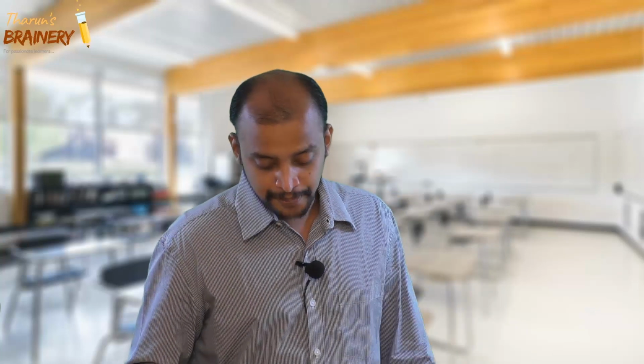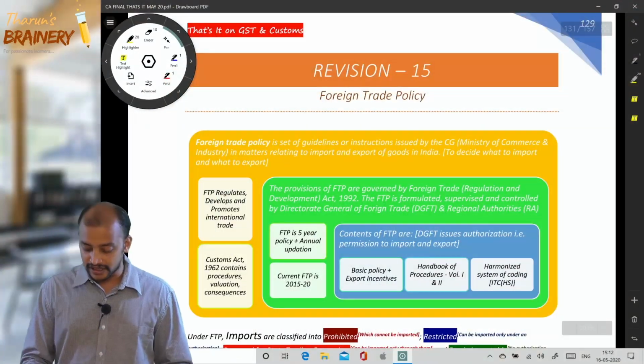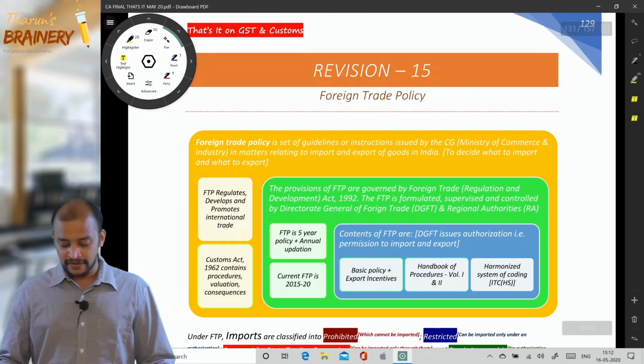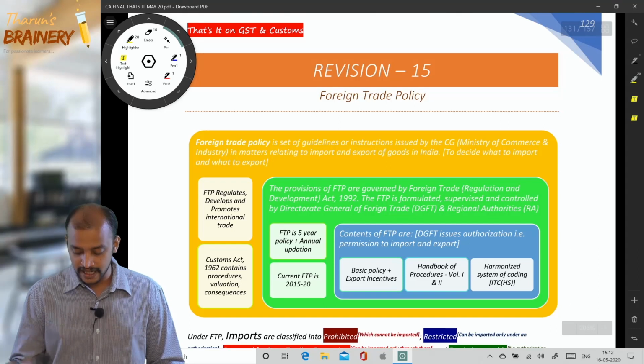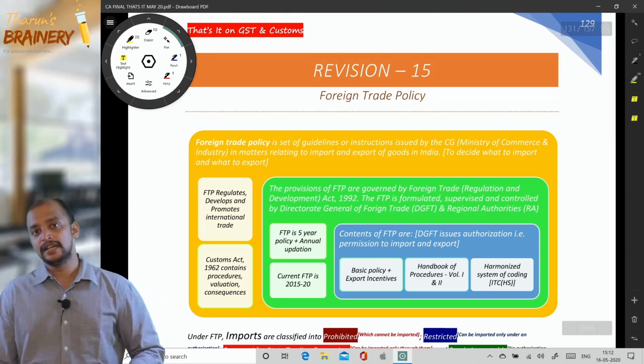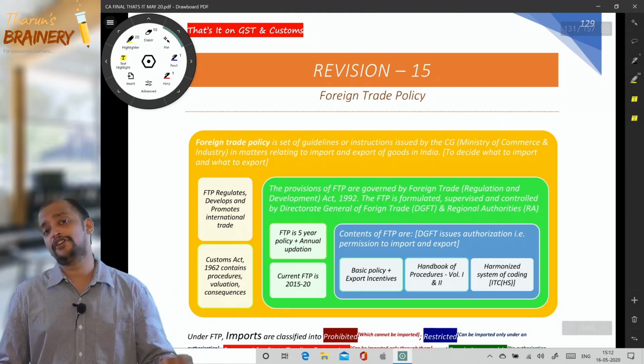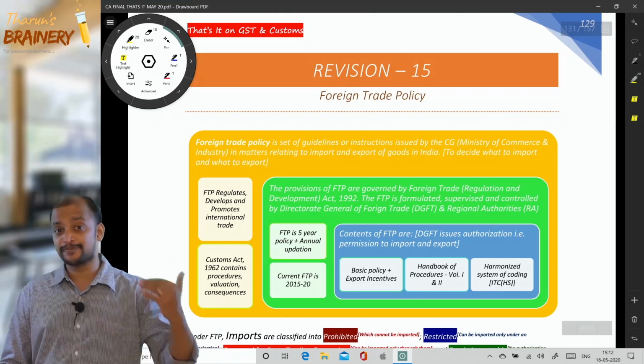Then various export incentives. So you can see this. Foreign trade policy, what are the contents? So we have the basic policy with export incentives. The basic policy I told you, and export incentives, because what is the objective of foreign trade policy? To encourage exports also.